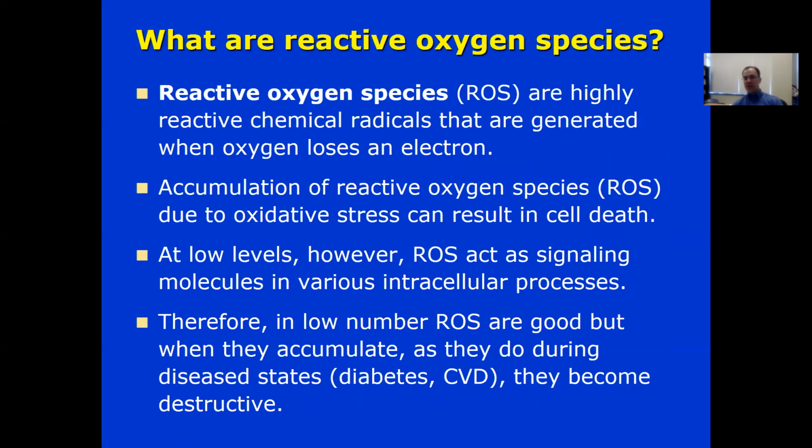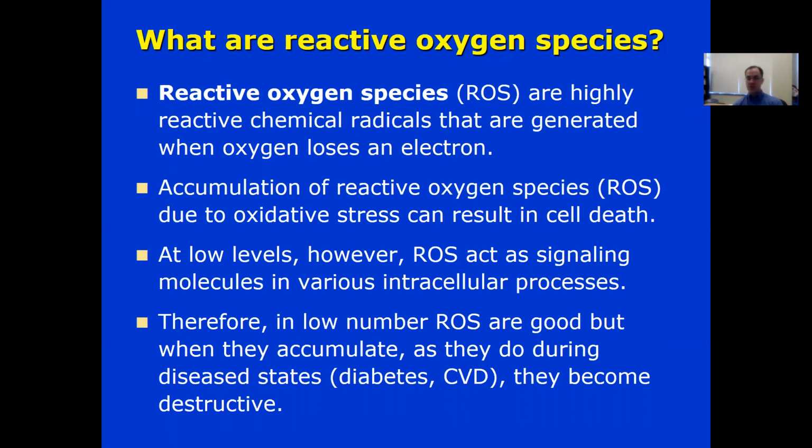We did mention a little bit about reactive oxygen species. They're highly reactive chemical radicals that are generated when oxygen loses an electron. An accumulation of these reactive oxygen species can result in cell death. At low levels, it's important to know that reactive oxygen species act as signaling molecules in various intracellular processes. In fact, a small amount of ROS is good in metabolism. When you go out and exercise, you'll produce ROS, but it's important to have these in normal metabolism. It's when you have too many of them that it becomes a problem.